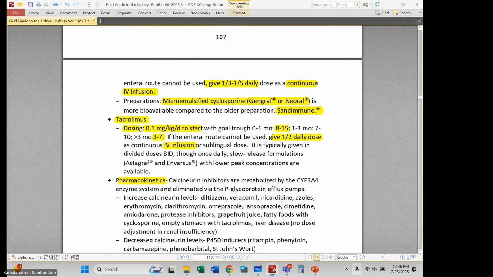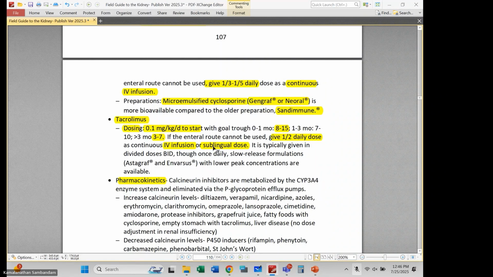You can also give the drug sublingual, okay? It's a capsule, you can open the capsule and put it under the tongue. And also you need to reduce the dose because it's going straight into the circulation. You're not having that first pass clearance at the enterocyte and liver. Okay, so hopefully it makes sense why you need to give a reduced dose, maybe half the dose, when you're giving it IV or sublingual.